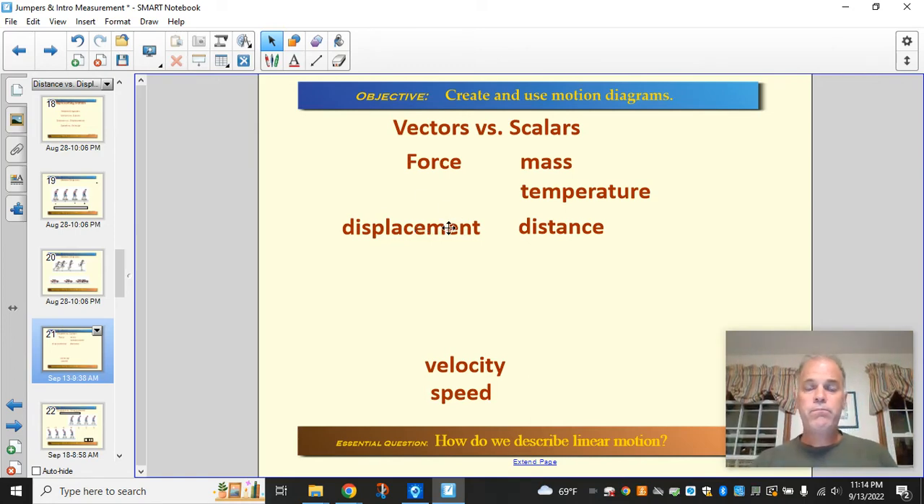Zero displacement, because we start and end in exactly the same position, and all that running and sweating didn't get us anywhere. So our displacement would be zero.